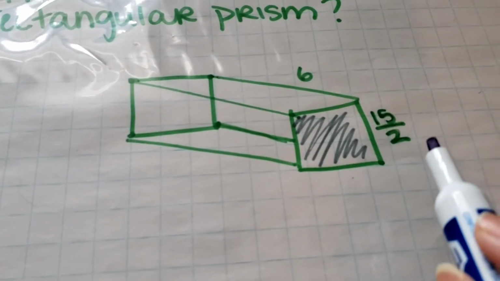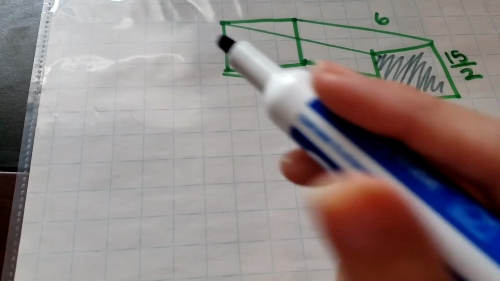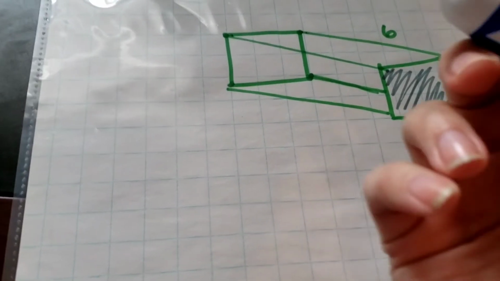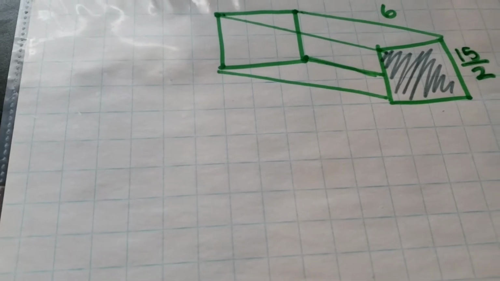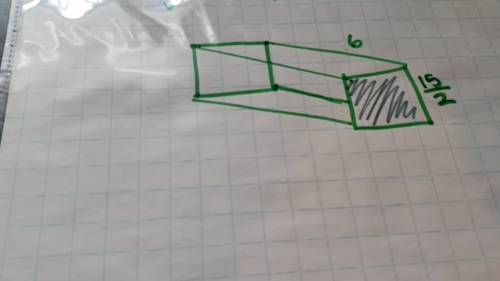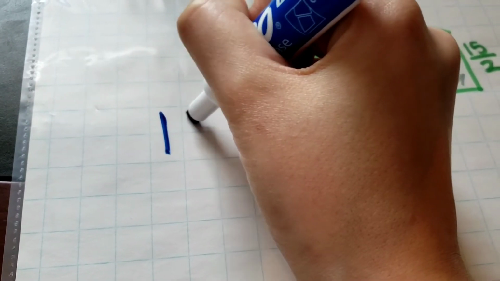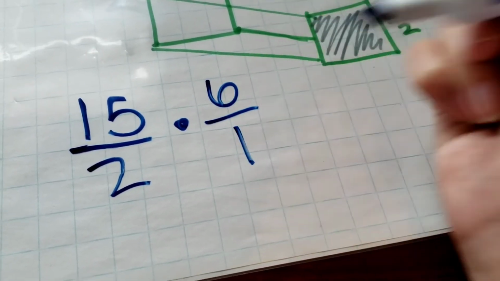Now, I have a fraction and I have a whole number. How do we turn a whole number into a fraction? You are 1000% correct. You are to put it over a 1. So I have 15 over 2 times my 6 over 1.